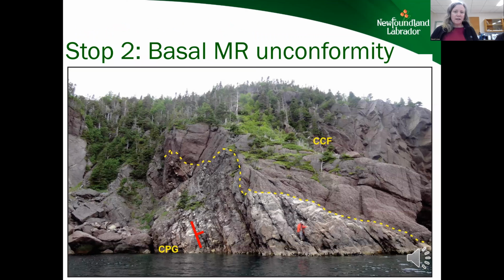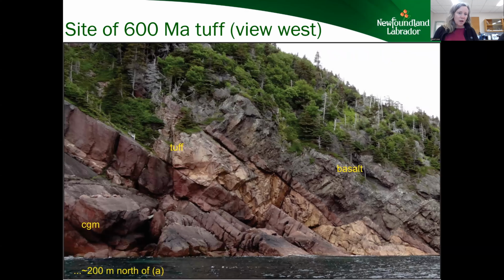So round to the other side now, looking west, we can see this angular unconformity between the steeply dipping Connecting Point Group strata that the student is standing on and the shallowly north dipping conglomerates of the Cannings Cove Formation. So let's just go a little farther north, and intercalated with the conglomerates are calc-alkaline basalts and this tuff unit, which we dated here at 600 MA.